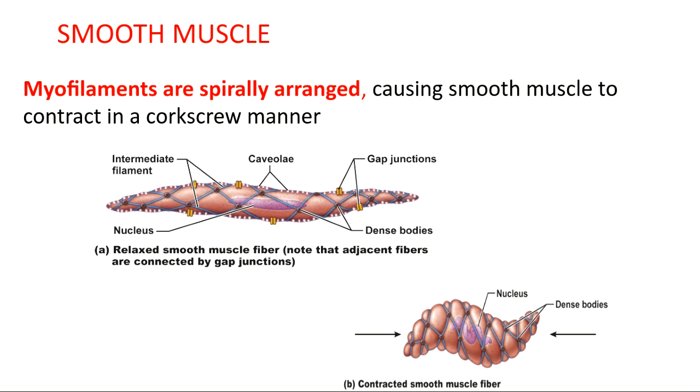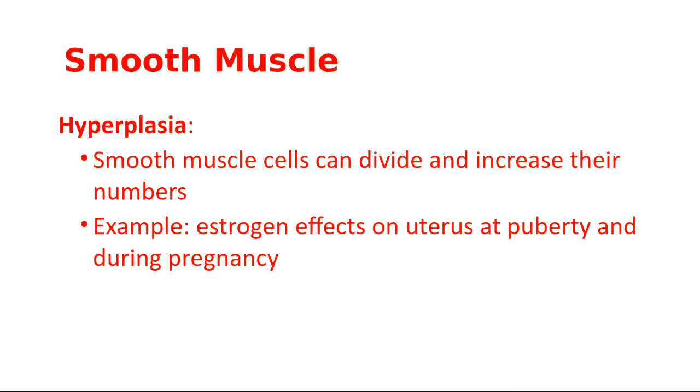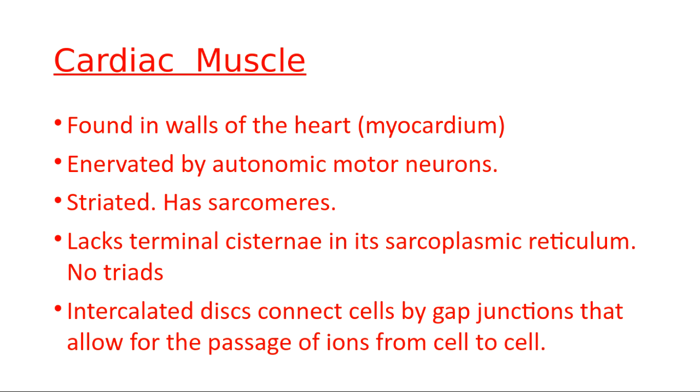So notice how smooth muscle contracts. It doesn't contract in this manner, it contracts all over because it doesn't have sarcomeres. Somewhere in there is calmodulin, which is the molecule that binds calcium.